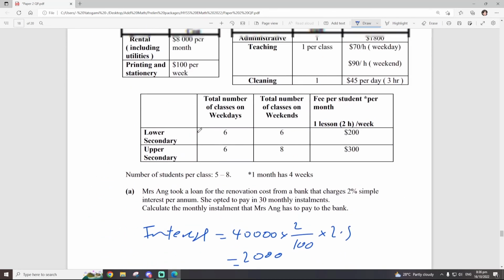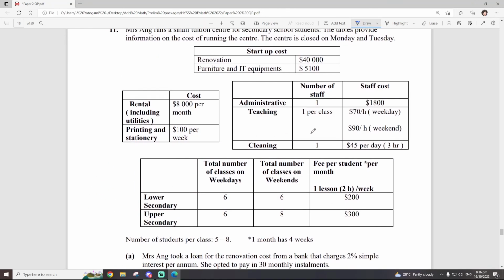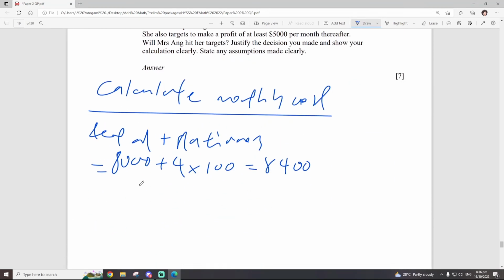Okay, we'll calculate staff now. There are 12 staff on weekdays and 14 on weekends, and you need to pay them 70 per hour on a weekday, 90 per hour on a weekend. You need to pay them for 2 hours every week, and you need to pay them every month because we're considering monthly. So 1 month is 4 weeks. So you need to actually make a lot of calculations there.